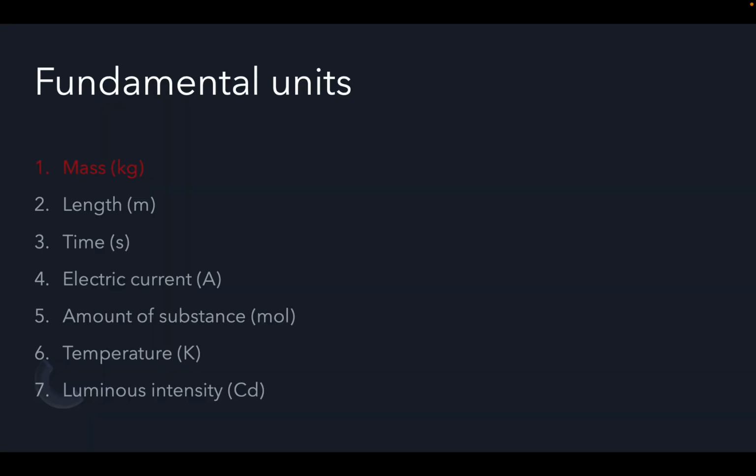Measurements and uncertainties. There are 7 fundamental units that are used to represent measurements. The first is mass, and this can be written as kg, which is kilograms. Second is length, this can be written as m, and this is meters. Third is time, this can be written as s, or the second.